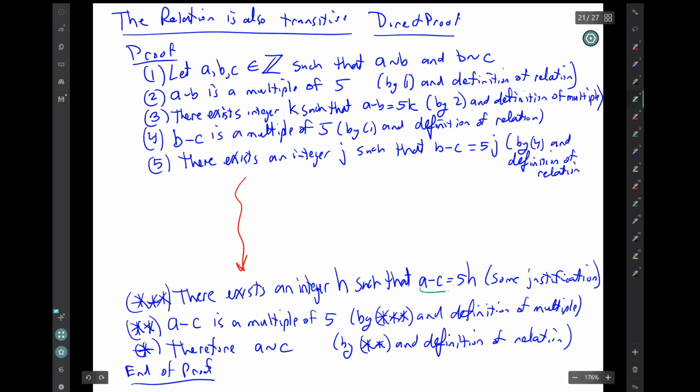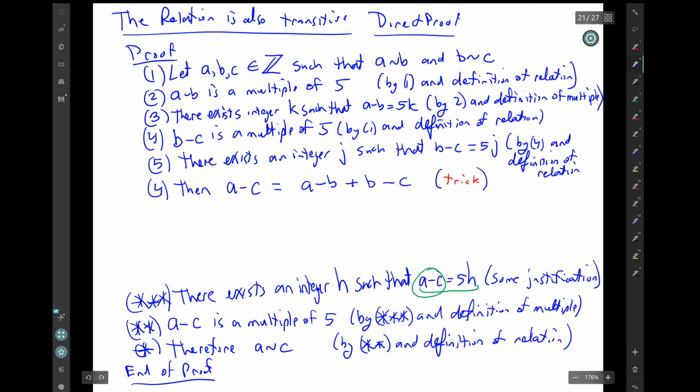We're trying to get to this equation that says a minus c equals 5h. We don't know what h is. We don't know what a and c are, but we can start by writing down a minus c and see if we can get somewhere from that. So let's go back and create a step 4. Now here I'm going to do a trick.